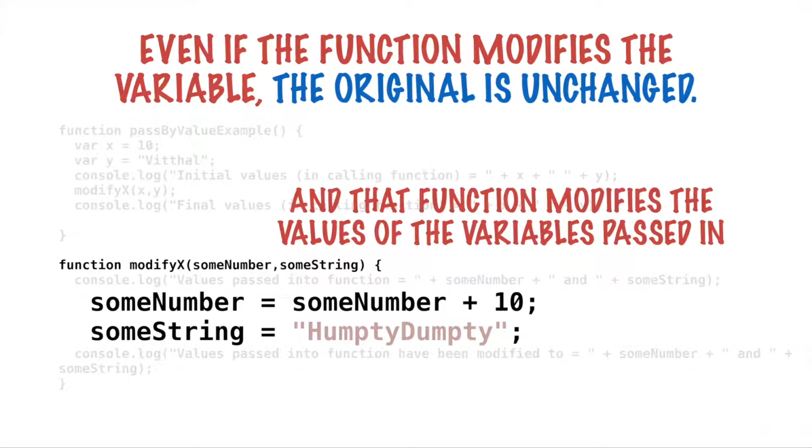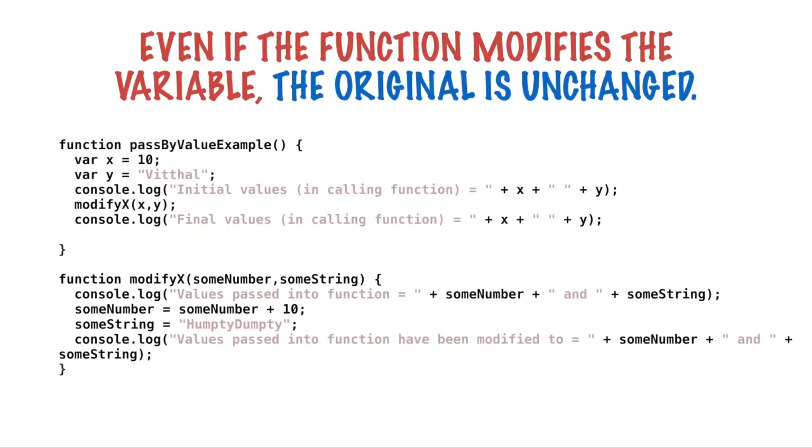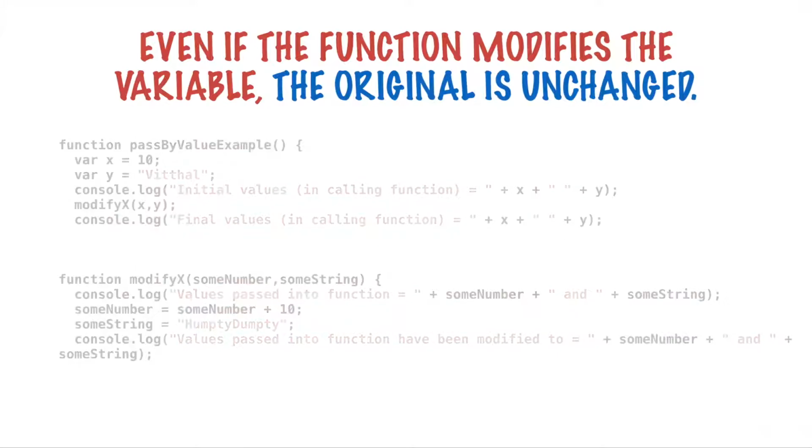The thing to remember here is that even though these variables have different names within modify x, and they can be the same names or different, we are trying to modify a copy of x and y. What modify x works on is a copy of the original number and string that was passed in. We zoomed in to the meat of the logic right now. This is how the code looks overall. The extra stuff is just the console.log statements to see the values of x and y and some number and some string within the function.